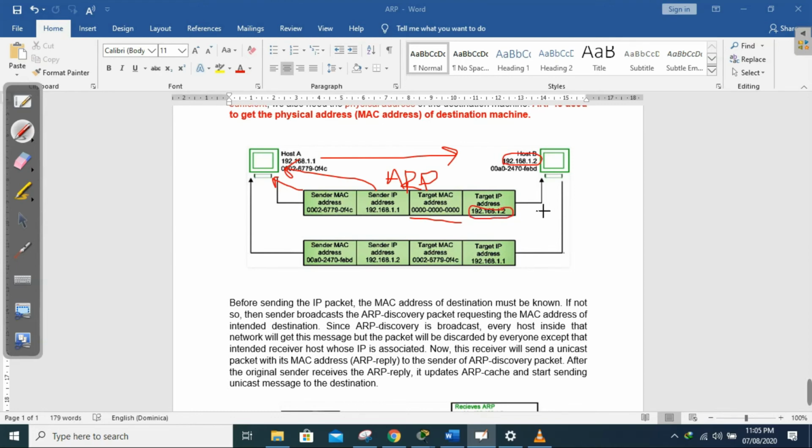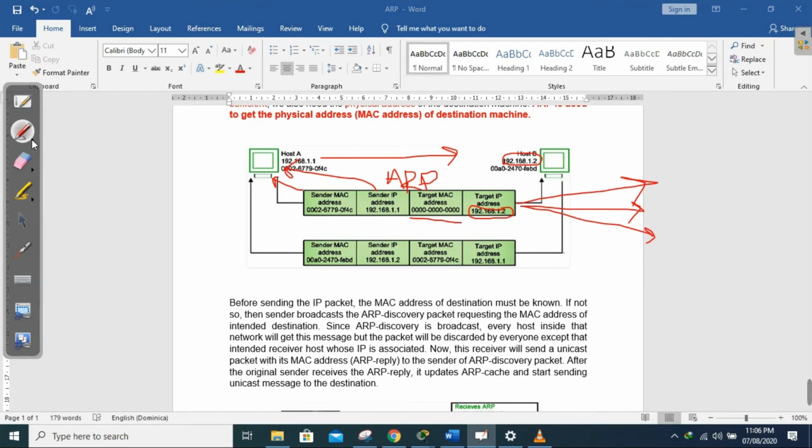However, there can be multiple devices connected at the destination. There can be 3, 4, 5, many different devices connected at the destination, but only one will respond. The device which will respond, in this case, is host B, because you can see that the target IP address matches the IP address of host B. Only the device whose IP address matches the target IP address will respond. So in this case it is host B.